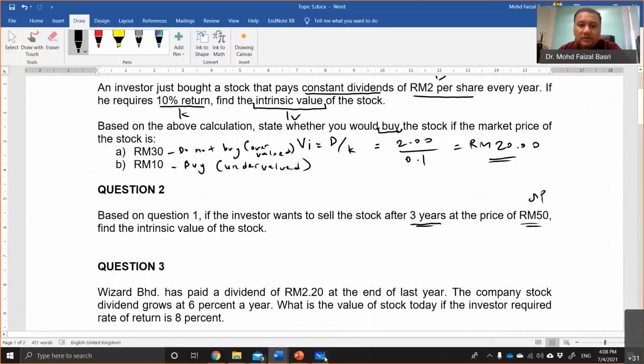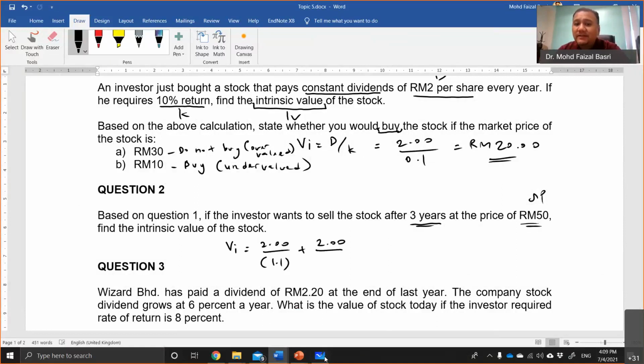Okay, so your valuation will look something like this. So your intrinsic value would be, dividend is 2 ringgit. So it's 2 ringgit dividend divided by 1 plus K. So our K was 10%, so it's 1.1. Okay. Plus another 2 ringgit because this is constant, so it means every year the dividend will be the same, divided by 1.1. But for the second year, we need to square it. Plus the third year's dividend, another 2 ringgit, divided by 1.1 to the power of 3.